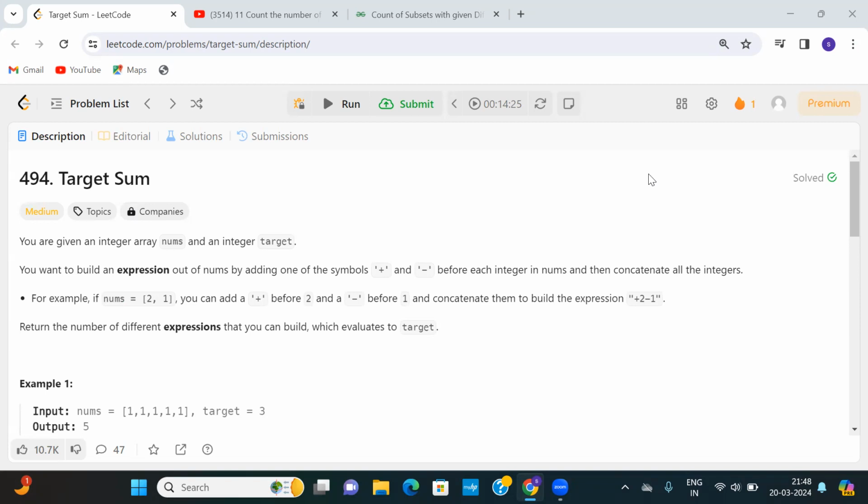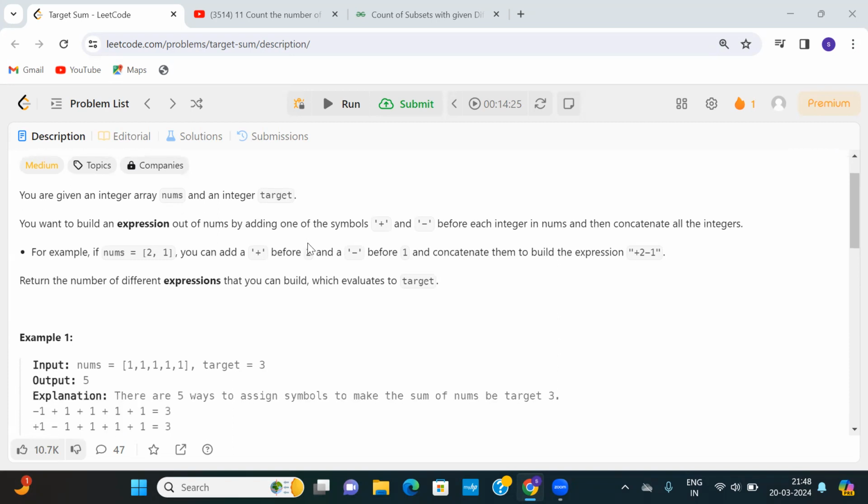In this particular phase of the series, we are looking at the questions which are based on dynamic programming. So let us see our today's question. Our today's question is target sum. What this question says: we are given an integer array nums and an integer target. There are two things provided to us. One is an integer array nums, and second is an integer target.